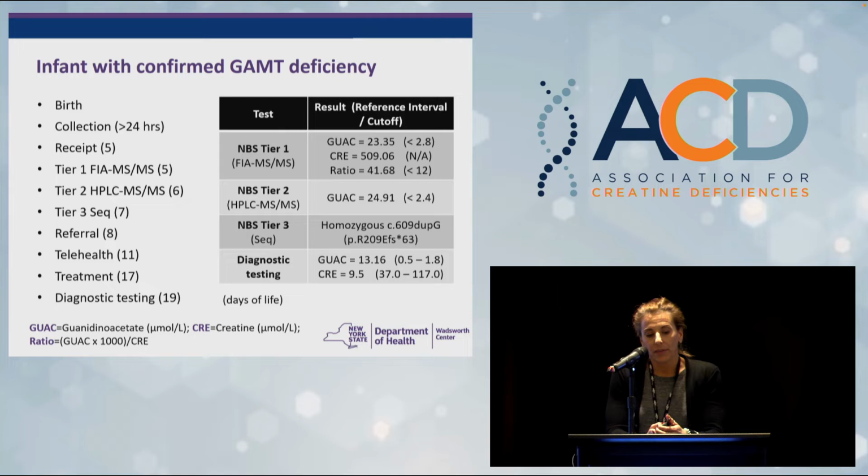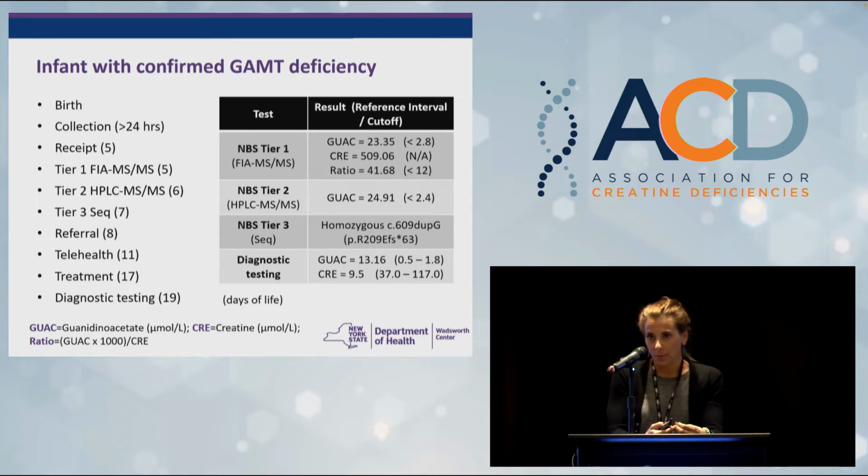So basically we received her specimen on day 5 of life. We tested using the first tier mass spec assay and found elevated guanidinoacetate, way higher than our reference range, low creatine. Same thing on the HPLC test, very high guanidinoacetate. We sequenced her GAMT gene and found 2 pathogenic variants, so we were pretty confident that this case would confirm. She was referred on day of life 8, so this is very quick.